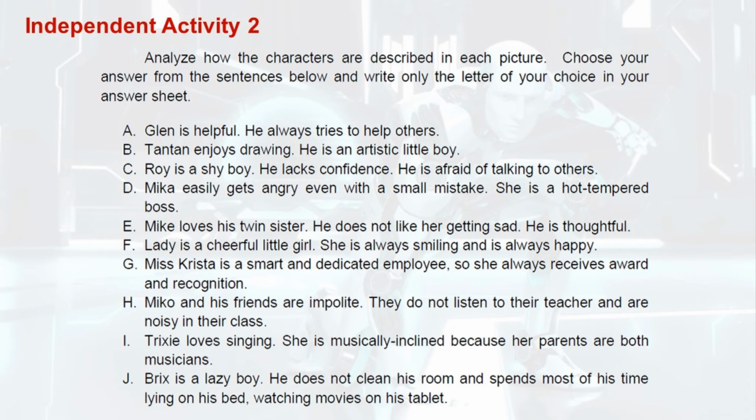C. Roy is a shy boy. He lacks confidence. He is afraid of talking to others. D. Mika easily gets angry even with a small mistake. She is a hot-tempered boss. E. Mike loves his twin sister. He does not like her getting sad.